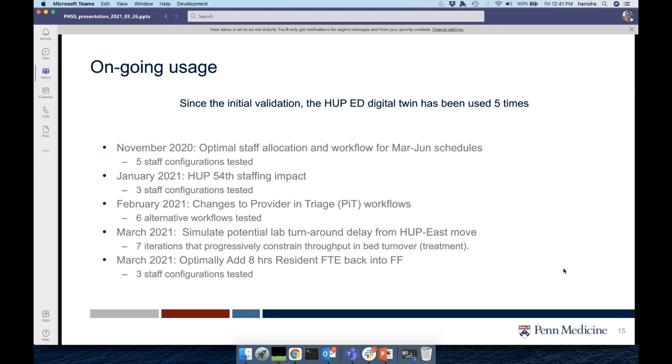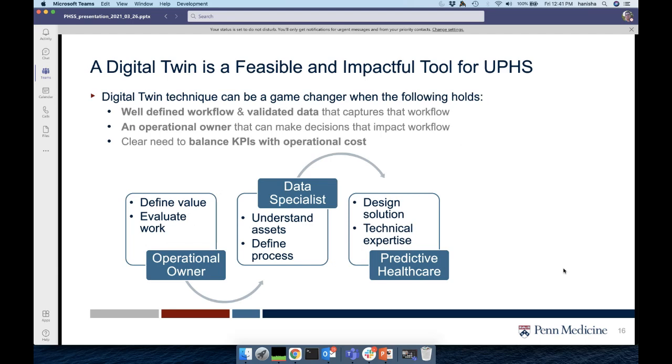I think, Asaf, the next slide is yours. Sure, thanks, Keith. So, overall, we think that the digital twin is feasible and impactful for Penn Medicine. This is something that we have built, we are using it in one space, and we can use it in others. There are, however, going to be some prerequisites for making a successful collaboration and successful team.